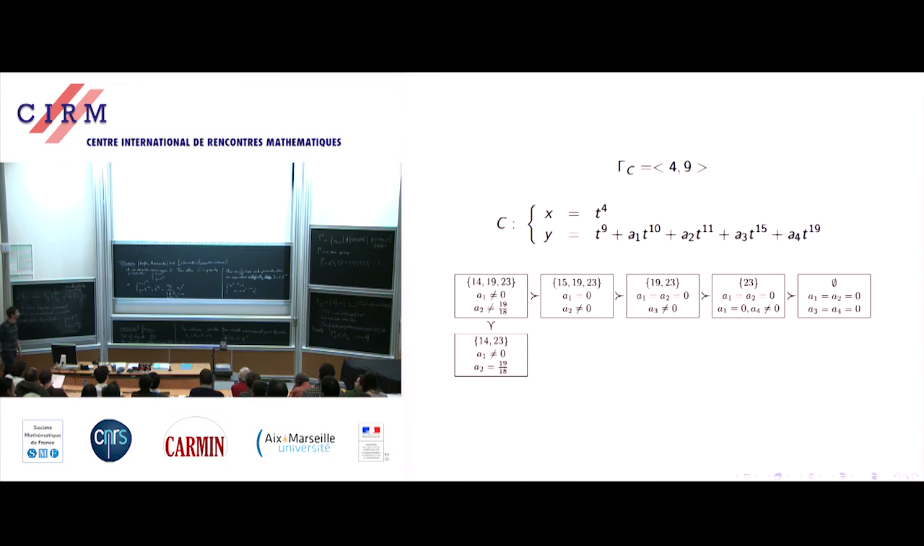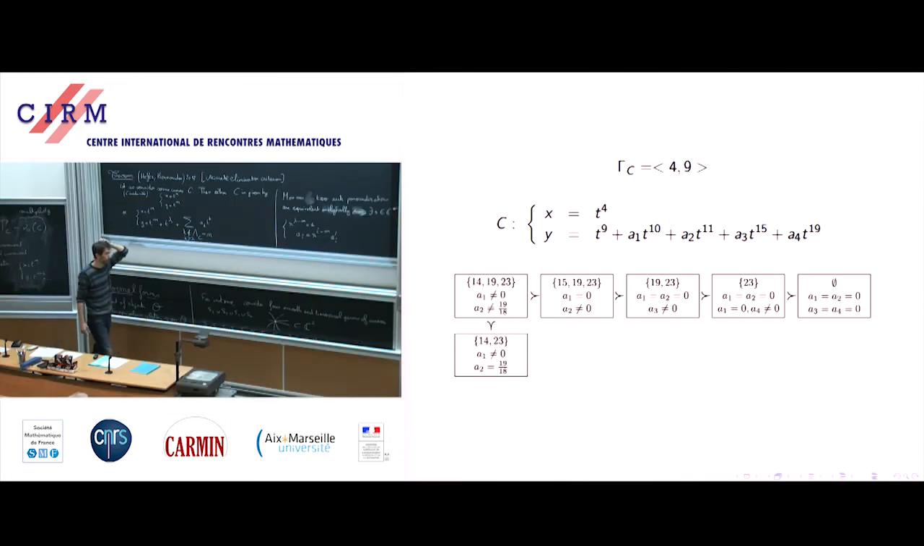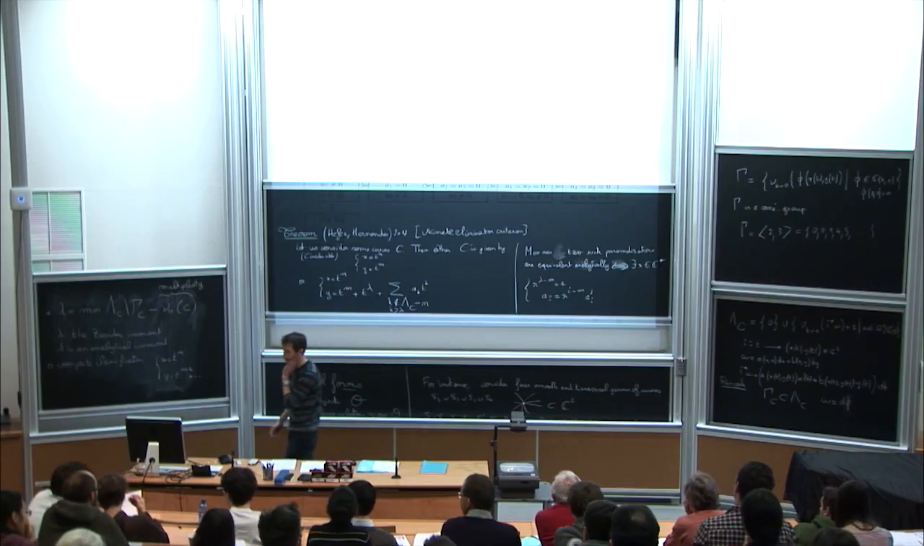So for me, this is a very impressive result. I have no time to explain the techniques under the proof, but for me, this is a very impressive achievement.